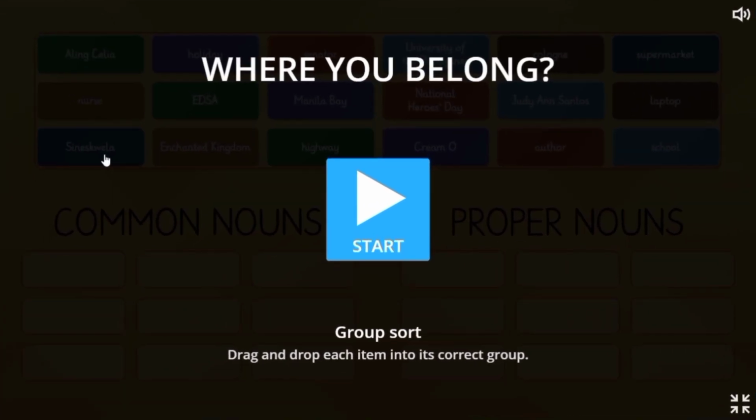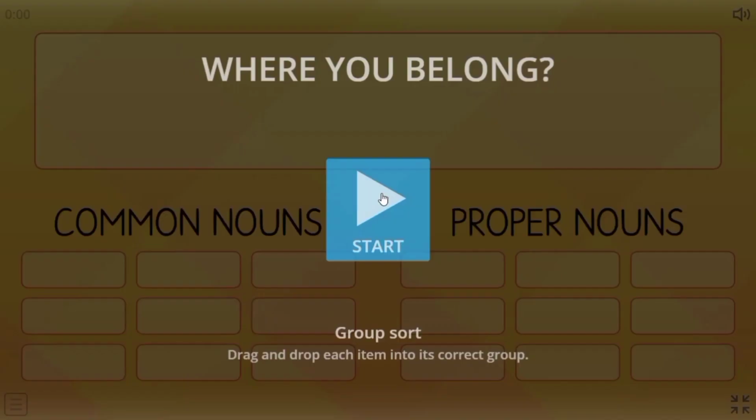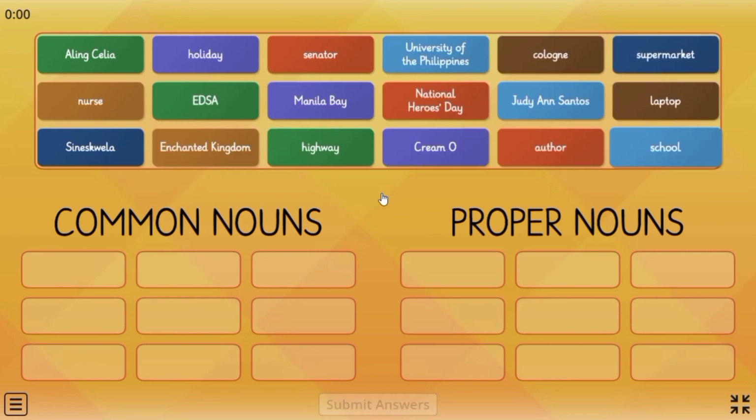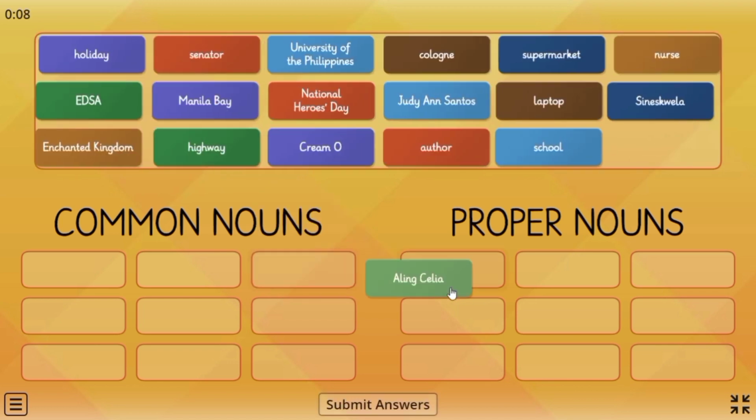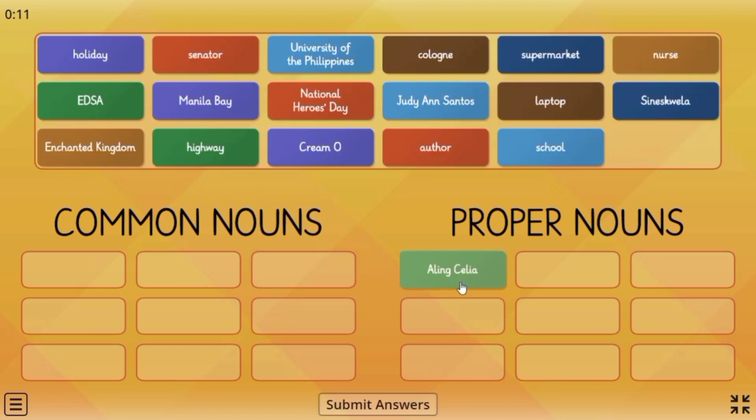Now, let's have another game. And this game will be called Where You Belong. In this game, you're going to drag and drop each item into its correct group. Are you ready? Let's begin. First noun, Aling Celia. Common noun or proper noun? Alright. Next one, holiday. Common noun or proper noun?